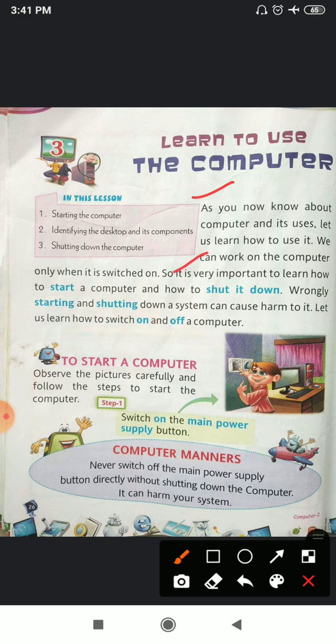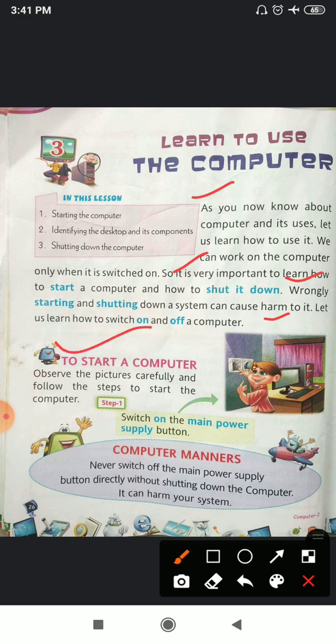So it is very important to learn how to start a computer and how to shut it down. Means we must know the proper steps of opening the computer as well as shutting down the computer. Shutting down also means turning off the computer. Wrongly starting and shutting down a computer can cause harm to it. So if we are wrongly starting our computer or if we are shutting it down wrongly, then the computer system will be harmed. Right, students? So we all need to know the steps to open it as well as to close it properly.